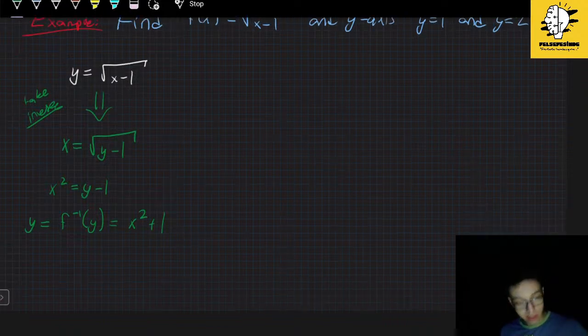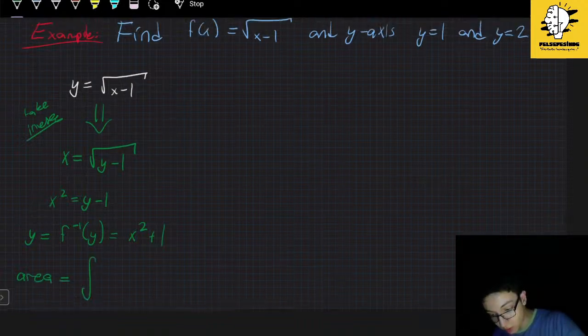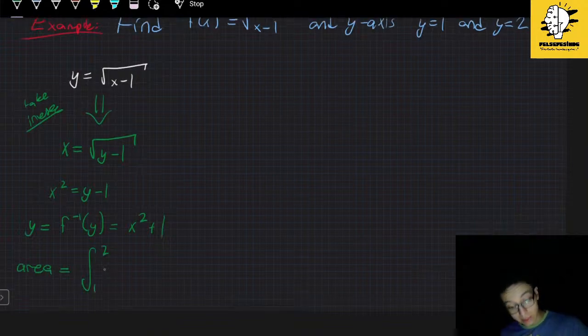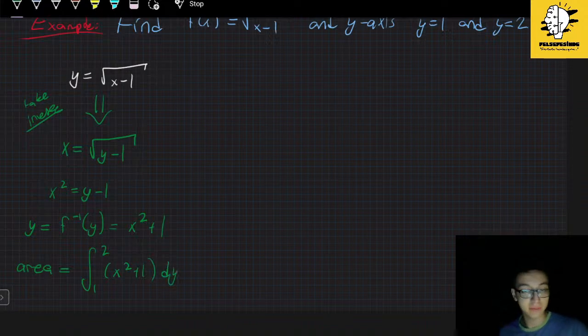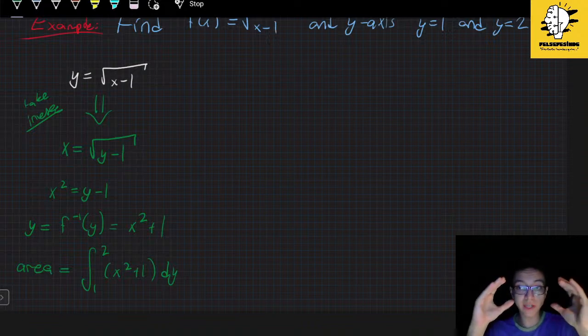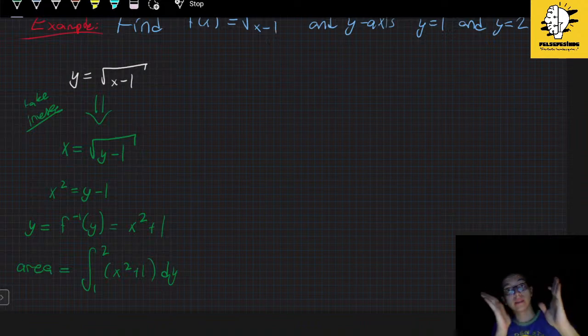And now I will take the area by taking the integral between 1 and 2, let's write 1 and 2 over here, and then I will take x squared plus 1 times dy. This time dy, because now I am trying to get the area between the y-axis and the curve, not the x-axis. If it was the x-axis, we would say dx.